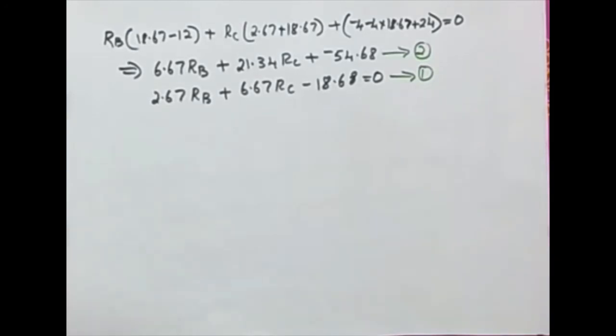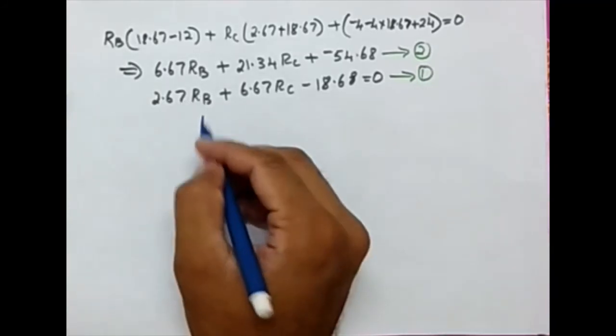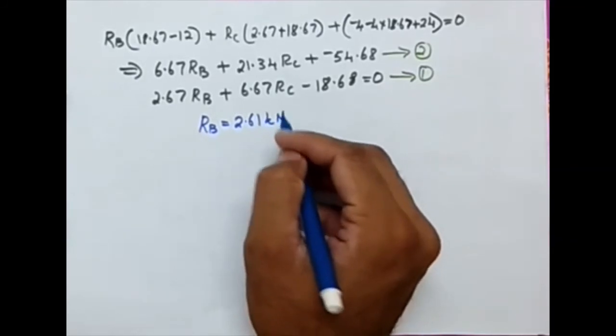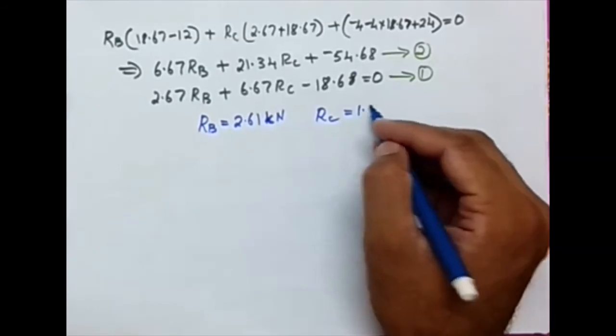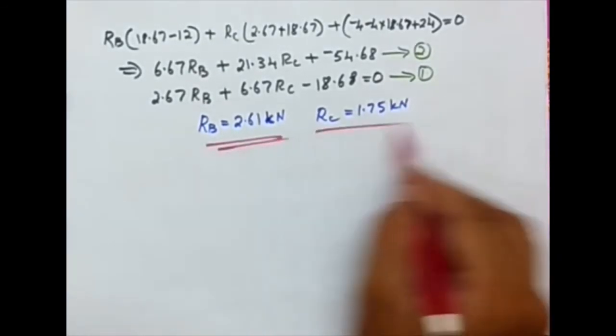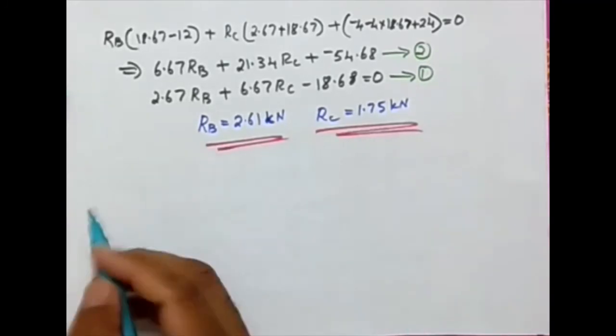And on solving it, I'm going to get the value of RB as 2.61 kilonewton and RC as 1.75 kilonewton. So I have the values of the two redundant reactions. Now the rest of the part is what we learned from engineering mechanics. So we have a beam in which there are few forces acting. So I'm reconstructing the beam here.